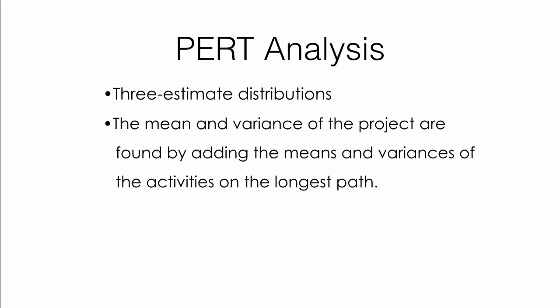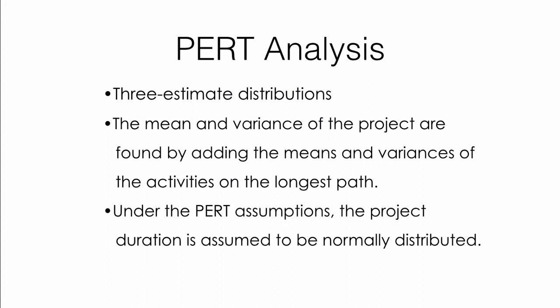If our activities were 3 estimate activities, then we can assume that the project duration will be normally distributed. This is one of the important aspects of the PERT method. By knowing the mean and variance of a normal distribution, we can, through normal analysis, calculate the z-statistic and, using a table, determine probabilities of the project taking various amounts of time.